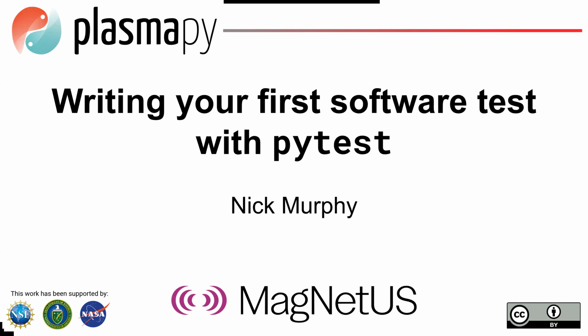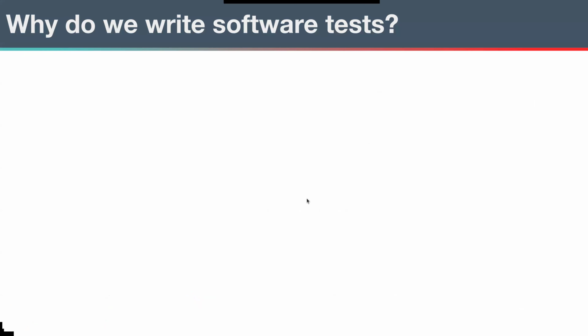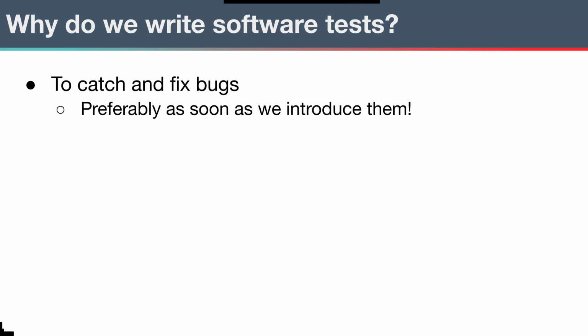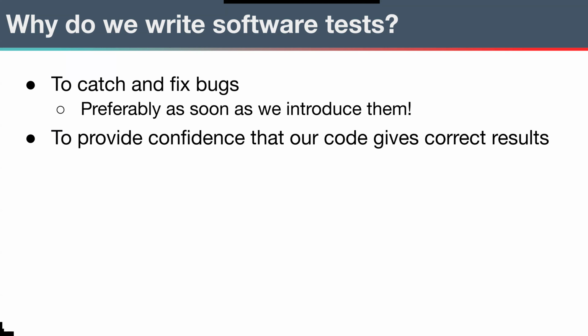So, let's start with some motivation. Why do we write software tests? The obvious one is to catch and fix bugs, and preferably as soon as we introduce them. When we write code, we're inevitably going to introduce bugs, and software tests really help us find them sooner rather than later. Software tests also help us provide confidence that our code is giving the intended results, which are hopefully also the correct results.